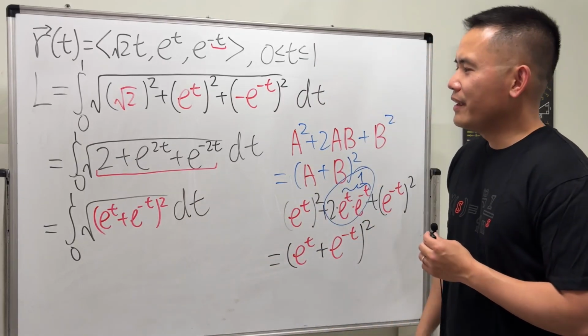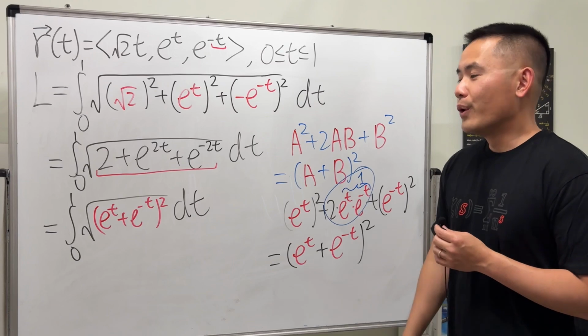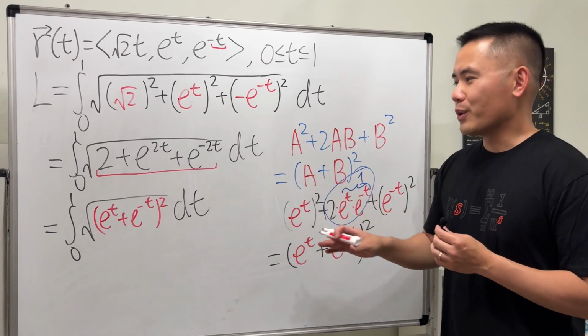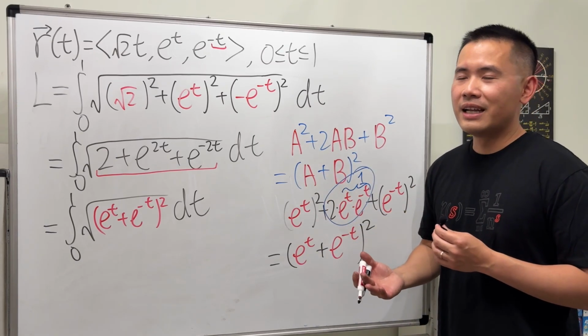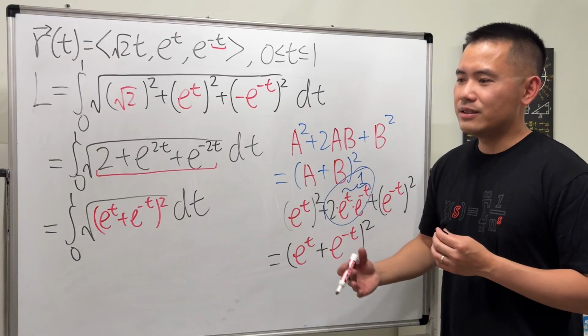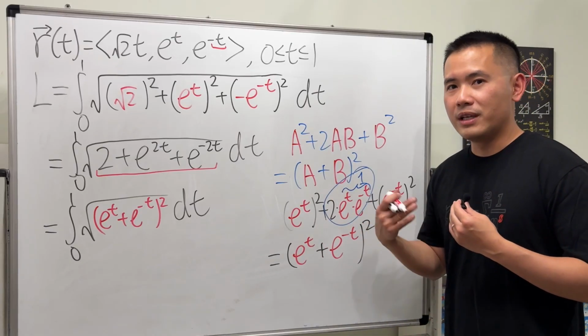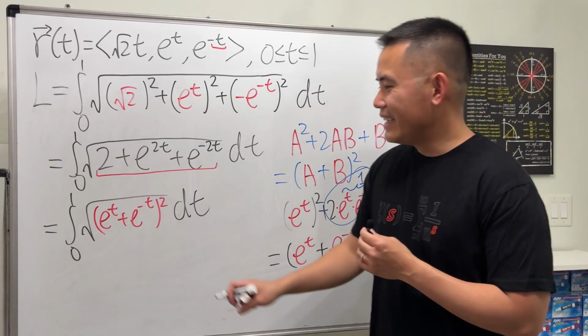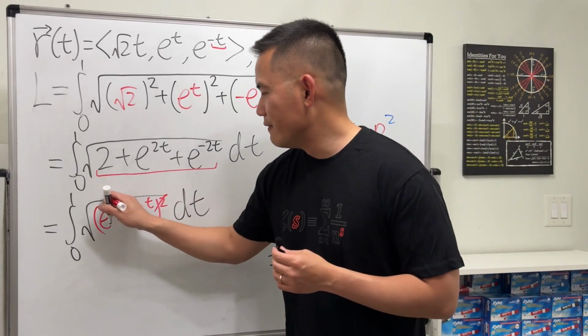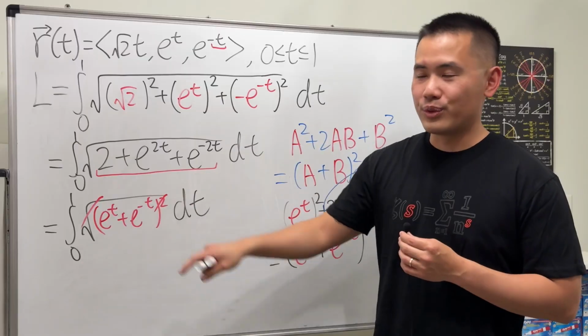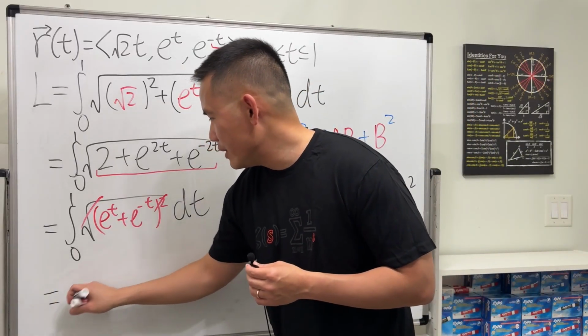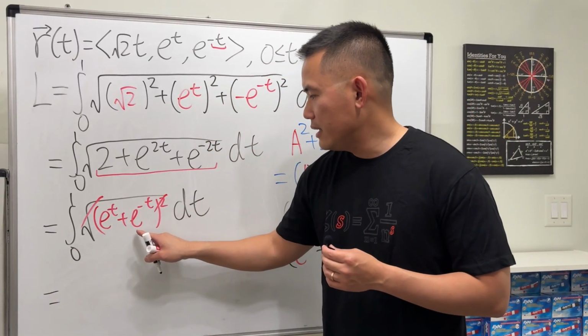Then you might be wondering, how do we know to do this? Well, as I said, these kinds of questions are standard questions that you have to practice, or you have seen in the lecture first, so you will be expected to know. And now you can see this is actually very nice. The square root cancels, so we just have to integrate e to the t and e to the negative t.